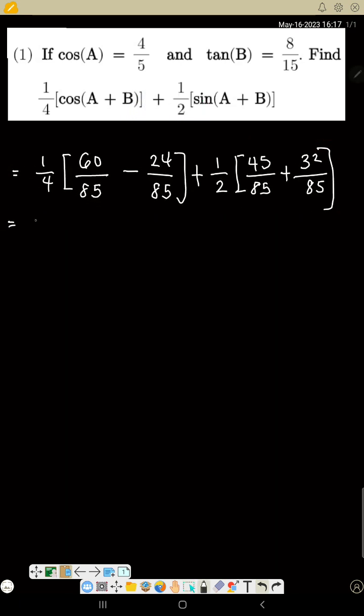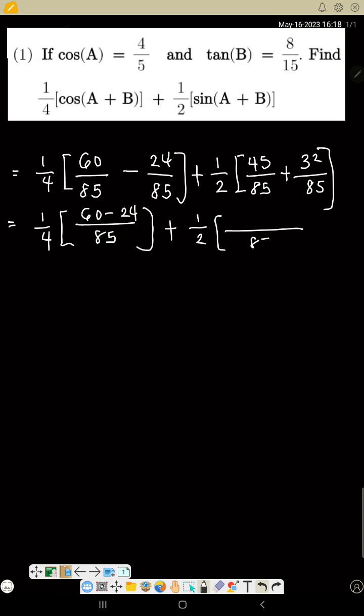So we have 1 over 4. So LCM, yeah, is 85. So this is 60 minus 24, plus 1 over 2. LCM again, 85. 45 plus 32.